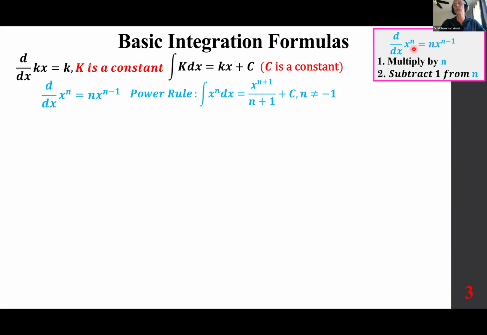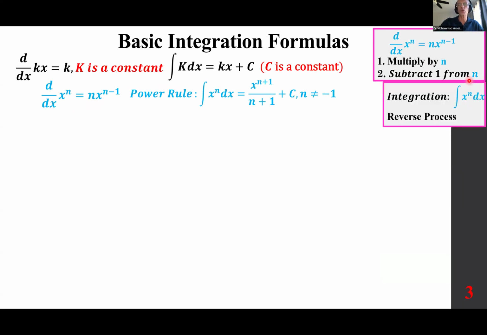methodology. If you look at the differentiation, we multiply by n, we subtract 1 from it. The reverse process is good this way. So instead of subtracting, we're going to add 1, becomes n plus 1. Instead of multiplying, we're going to divide. And as you recall, we differentiated the right side and we proved this x to the power of n.